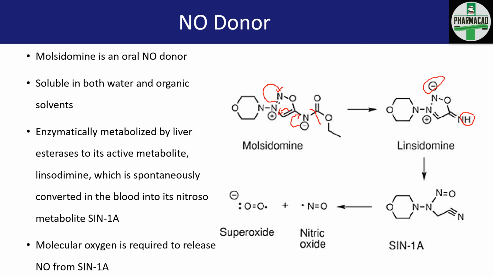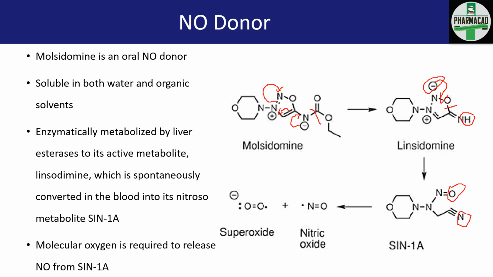This is linsidomine. Now the linsidomine from the liver goes into the blood. In the blood, it is converted into its nitroso metabolite called SIN-1A. So what is happening in this? The lone pair of electrons on nitrogen forms a double bond here. This bond is broken, and a triple bond will form here, and this negative charge will come here to form a double bond. So oxygen valency is also satisfied and nitrogen valencies are also satisfied.